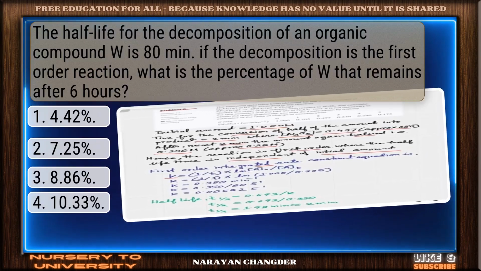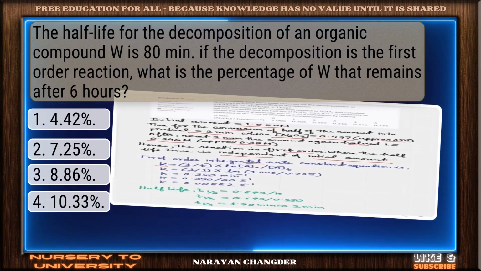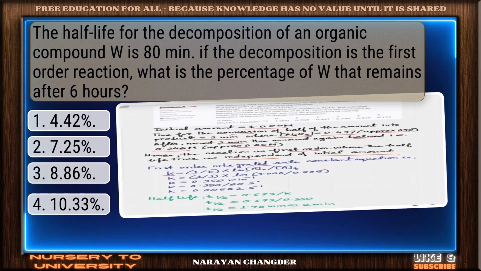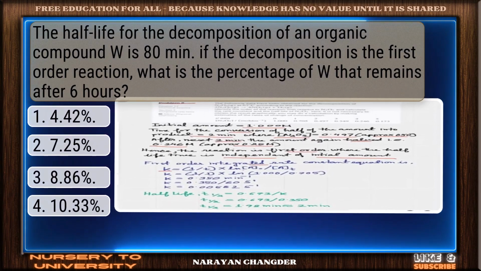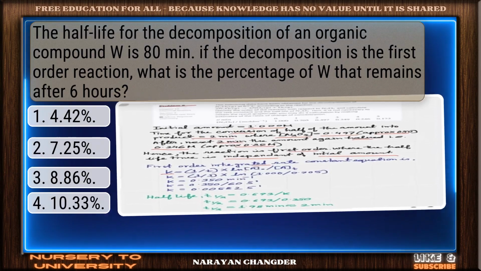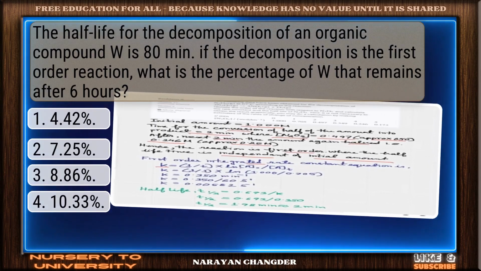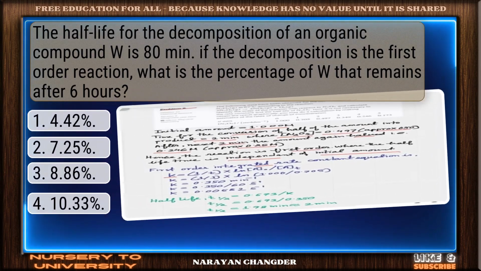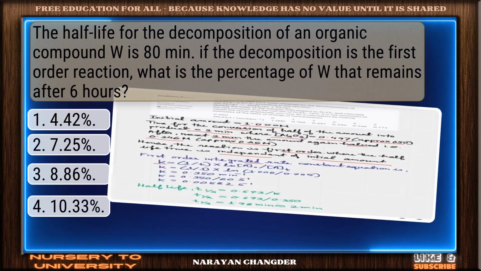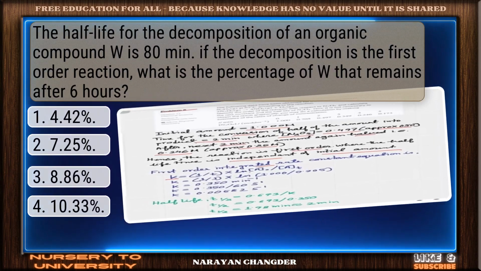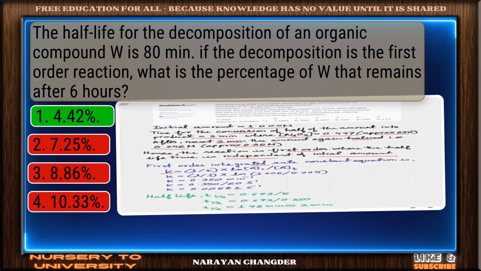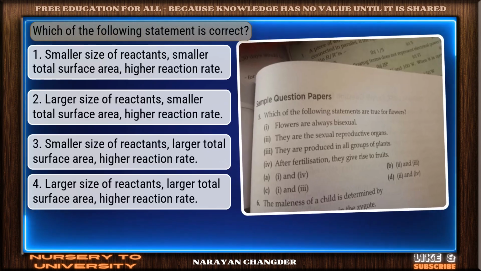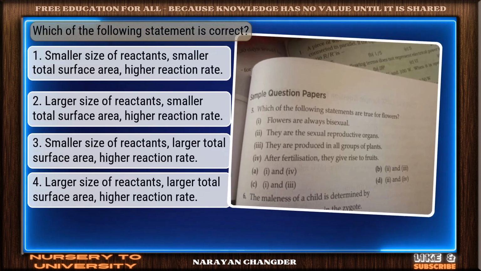The half-life for the decomposition of an organic compound W is 80 min. If the decomposition is a first-order reaction, what is the percentage of W that remains after 6 hours? Option 1, 4.42%. Option 2, 7.25%. Option 3, 8.86%. Option 4, 10.33%. Right, 4.42%.